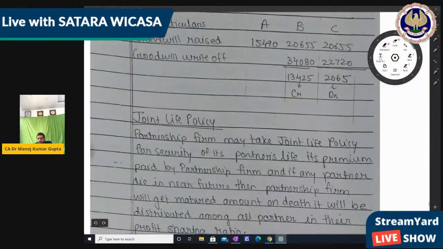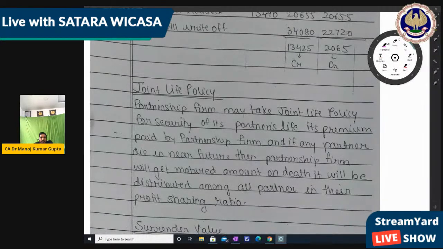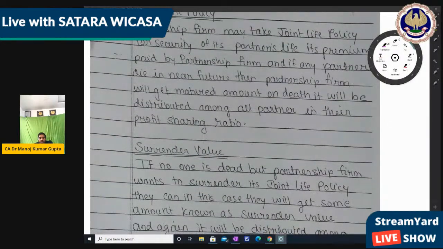You can read. A partnership firm may take a joint life policy for the security of partners' lives. Its premium is paid by the partnership firm, and if any partner dies in the near future, then the partnership firm will get the matured amount on the date of death. It will be distributed among all partners in their profit sharing ratio. Right? Now the surrender value concept is also discussed.